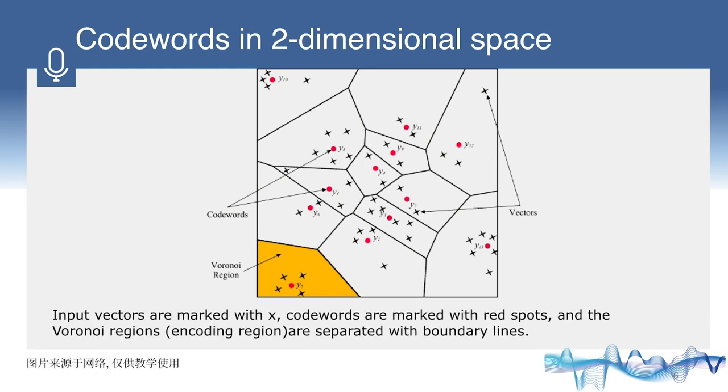Input vectors are marked with the symbol cross. Code words are marked with red spots, and the Voronoi region, encoding region, are separated with boundary lines. The space is separated into 13 regions. Any coordinate point xy, which stands for a two-dimension vector, will fall into a specific area, that is Voronoi region, and then be approximated by red spots.